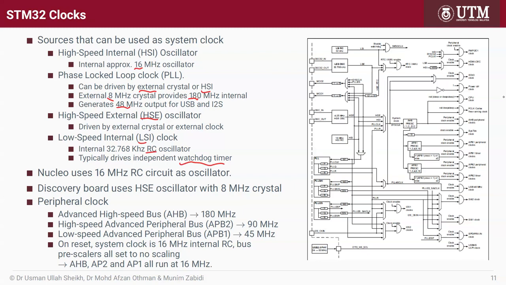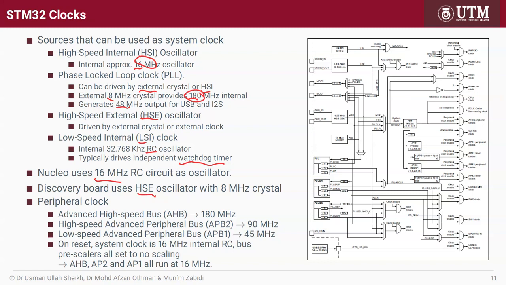So the Nucleo uses the internal oscillator, the one here. This is the one that we have. If you use the Discovery board, it uses the HSE oscillator, so then you can get 180. But of course, the Discovery board costs a little bit more, right?